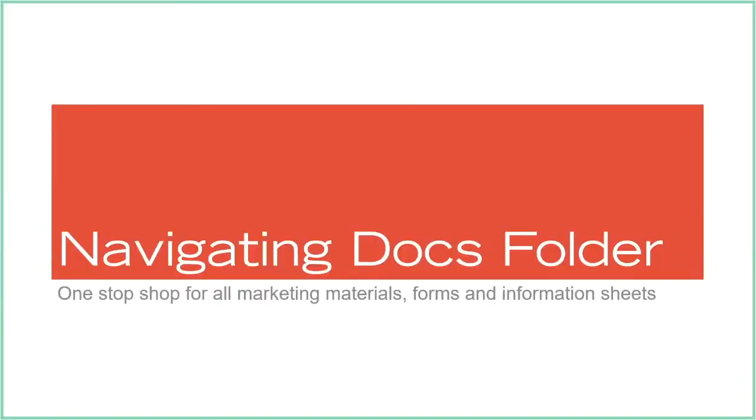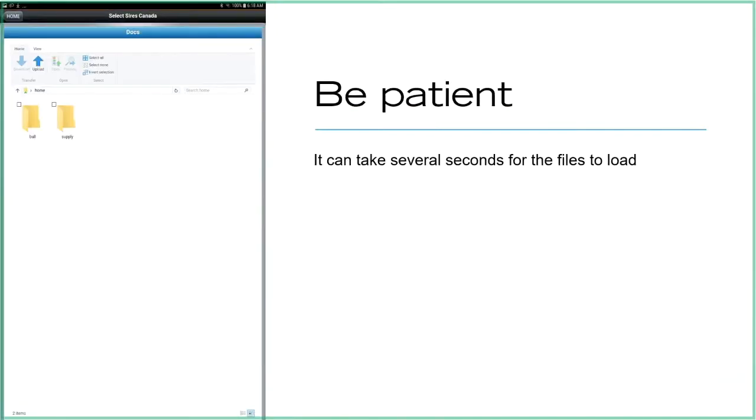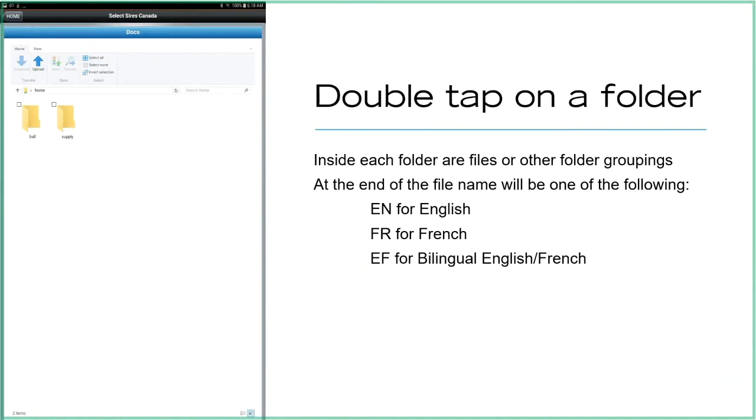We're now going to take a little bit of time and look at the Navigating Docs folder. The Docs folder in the Bullseye app is really your one-stop shop for all marketing materials, forms, information sheets, etc. Tap the Docs icon from the main home screen in the Bullseye app, and we're forewarning you to be patient. It really can take a bit of time for the files to load. But once they've loaded, you'll have two options, Bull and Supply. Double tap on any of the folders.